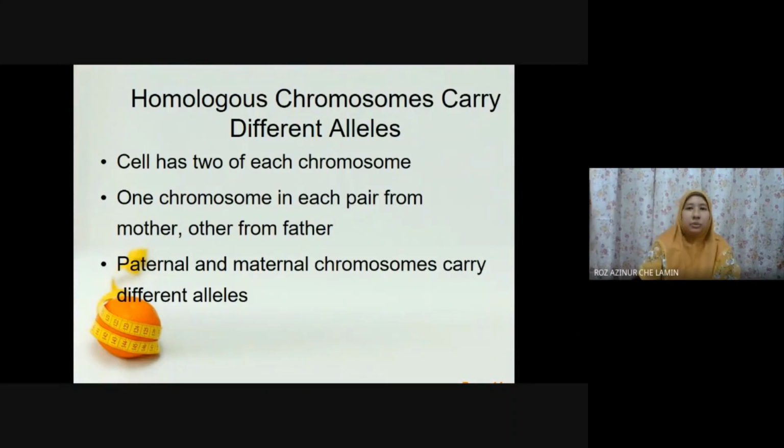Homologous chromosomes carry different alleles. A cell has two of each chromosome, one chromosome of each pair from the mother and one from the father. Paternal and maternal chromosomes carry different alleles.